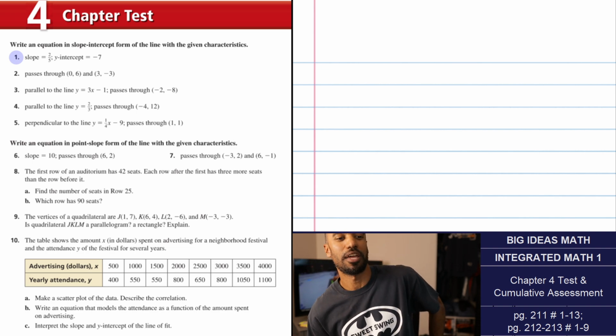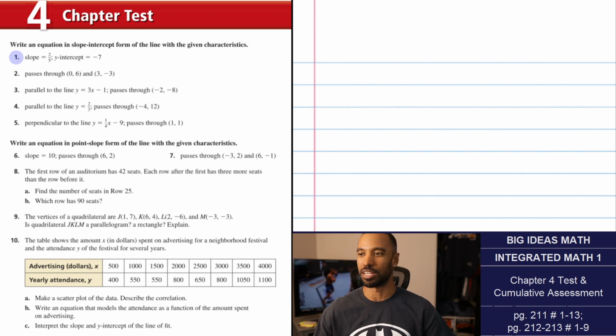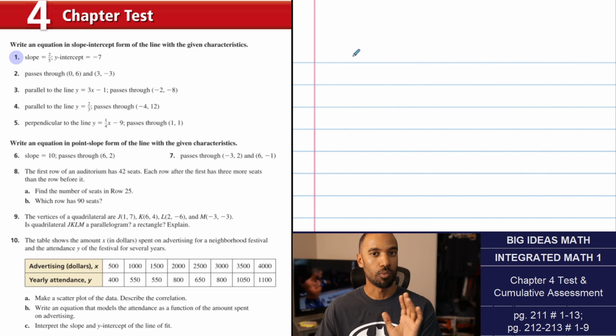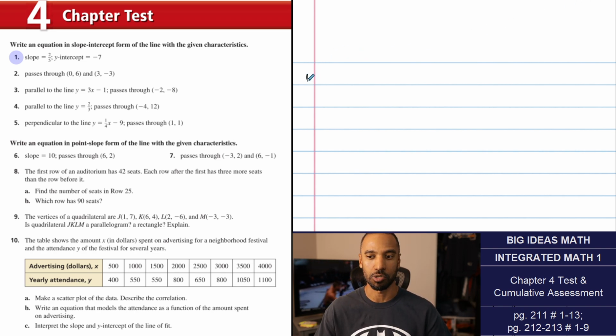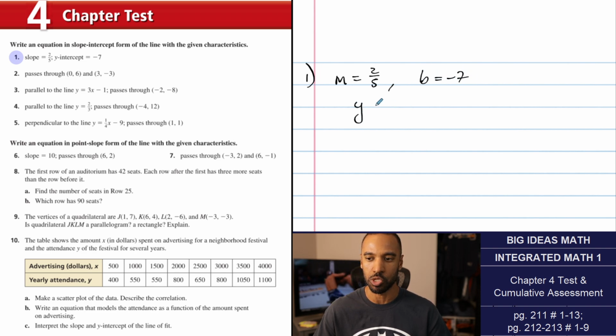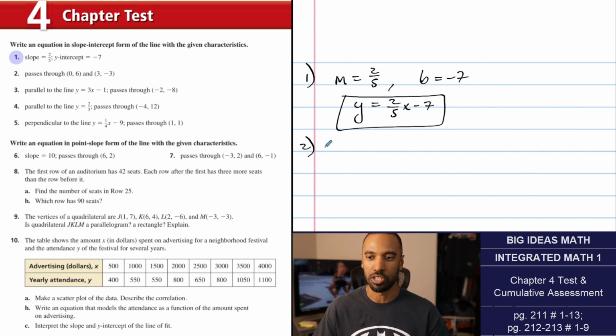Write an equation in slope-intercept form of the line with the given characteristics. Now, they are not requiring how we start this problem out, but for the first one, you have a slope of 2/5 and a y-intercept of -7. Straight up, y = mx + b is waiting in the wings. y = 2/5 x - 7 is it. That's the answer. I'm done. So nothing else I need to do there.